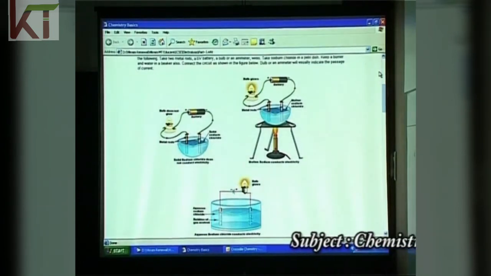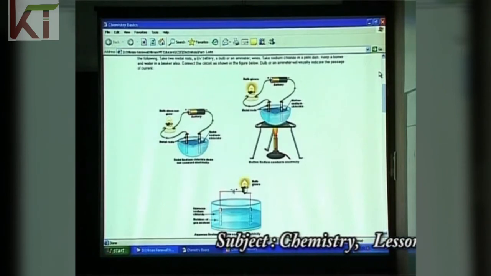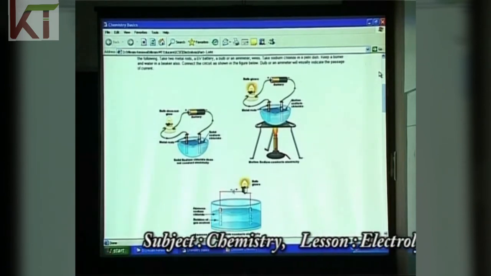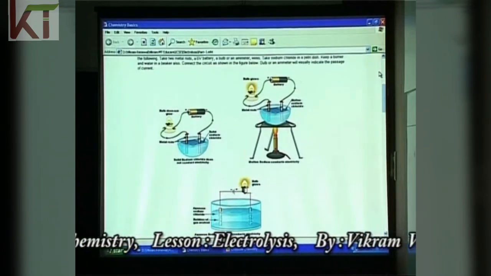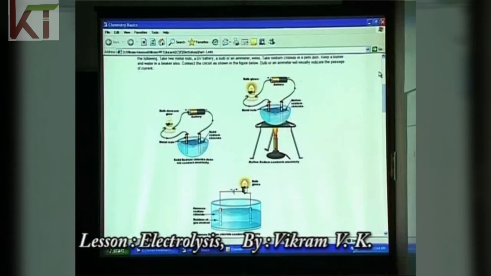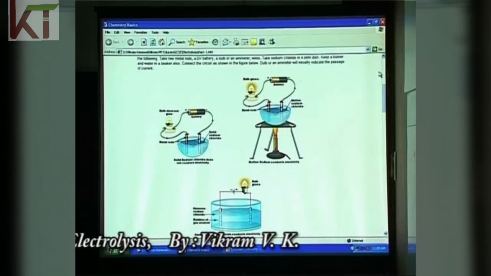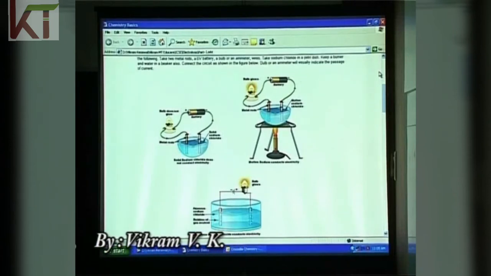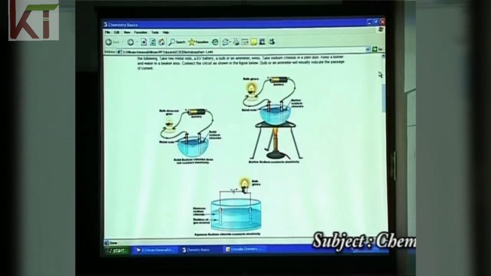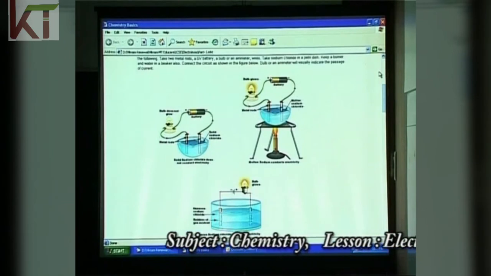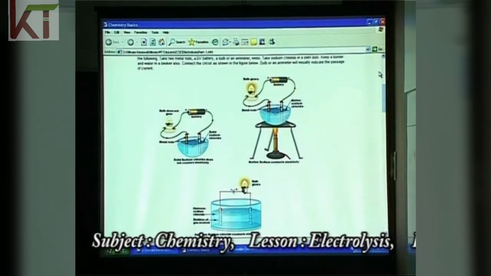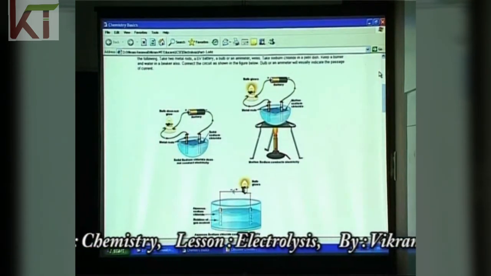Can you see this? See the red dot that I'm showing you? A bulb over here, and see the bulb over here. This bulb is not glowing. This bulb is glowing. This bulb is glowing. That clearly indicates that when we pass electric current through solid sodium chloride, the bulb does not glow. When we pass current through molten sodium chloride, the bulb glows.